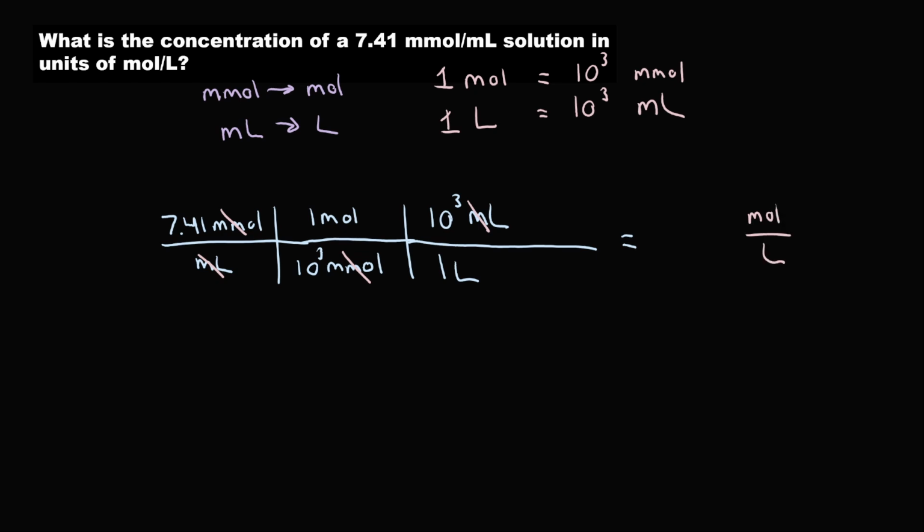Now, with rules of fractions, anything on the top and the bottom we can cancel out like we did with our units. But we also see we have 10 to the 3rd in the top and the bottom. So we can actually cancel them out. And so the final answer is just going to be 7.41 moles per liter. So it has the same quantity, just for a different representation of units.